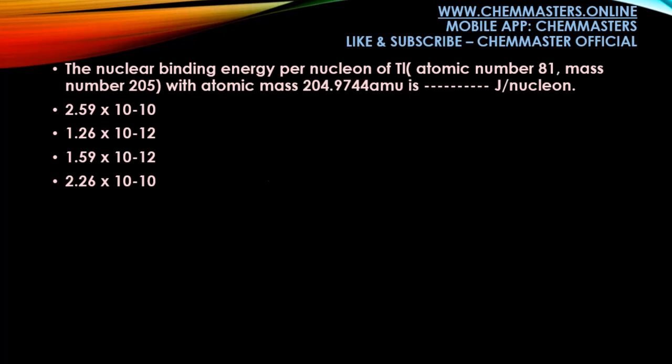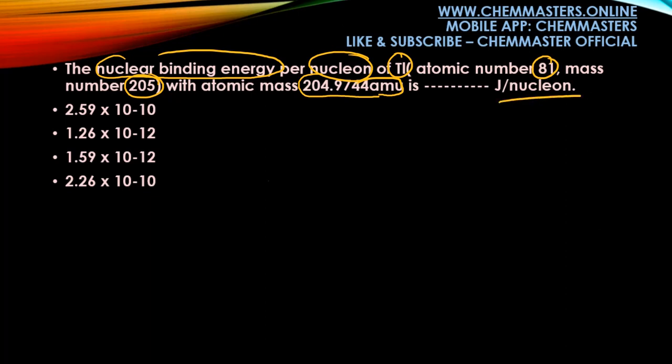So here in this video, we are going to analyze a multiple choice question from nuclear chemistry. The question is: the nuclear binding energy per nucleon of thallium with atomic number 81 and mass number 205, with atomic mass 204.9744 atomic mass units, is. The answer should be calculated with the units joules per nucleon.